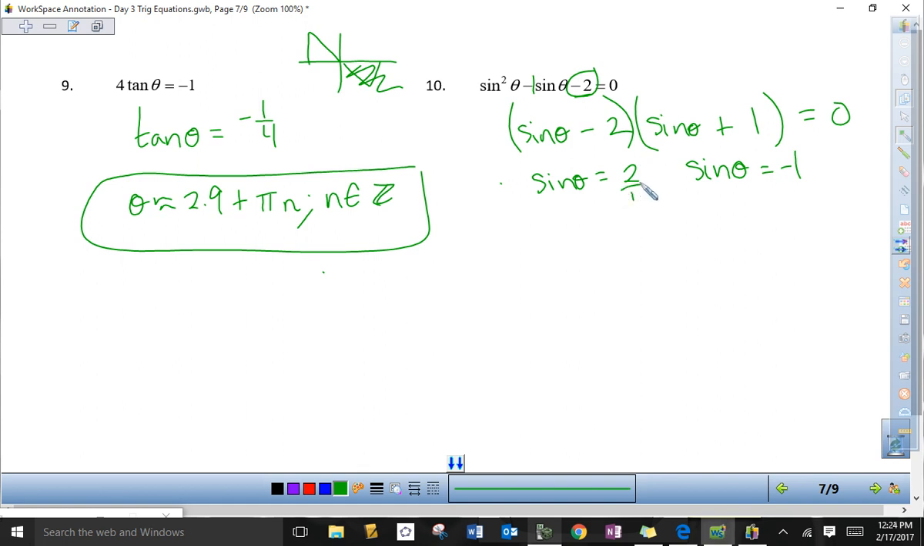Hopefully you see that this can't be a triangle. The hypotenuse cannot be smaller than my opposite side, so get rid of that one. Then we just have to decide where sine is -1. If you remember from the last problem, it's 3 pi over 2, straight down on the unit circle. So again, I've only got one solution, 3 pi over 2, and I want every solution after that, plus 2 pi n.